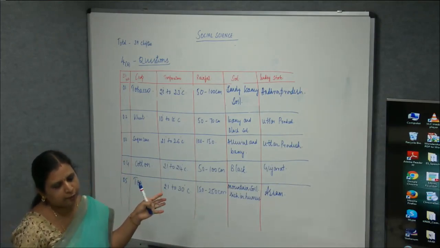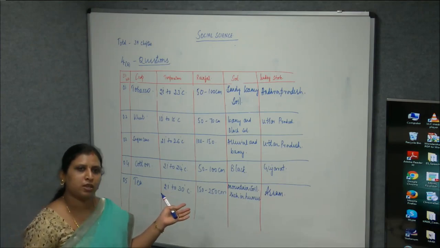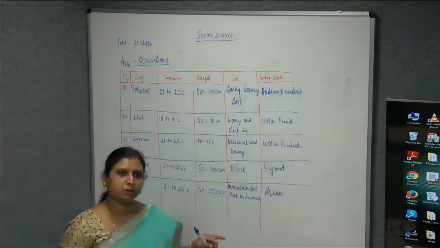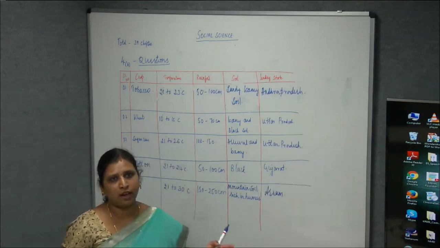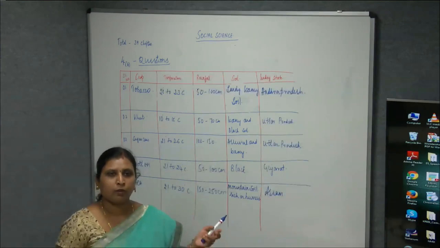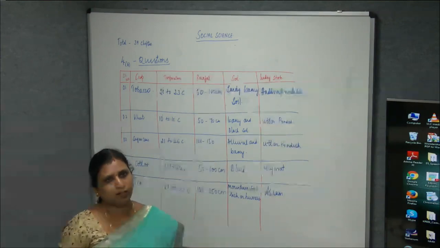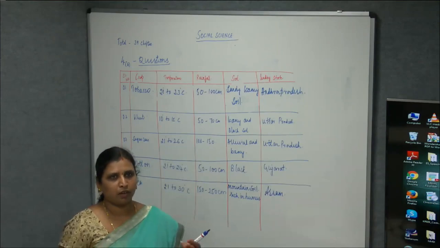Maybe 6 to 7 questions. Sometimes they may ask the differences between the rabi crop and the kharif crop. Rabi crop, kharif crop meaning, and which are the crops that are grown in the rabi season and the kharif season. It will get 4 marks.